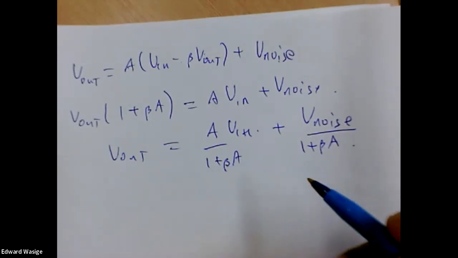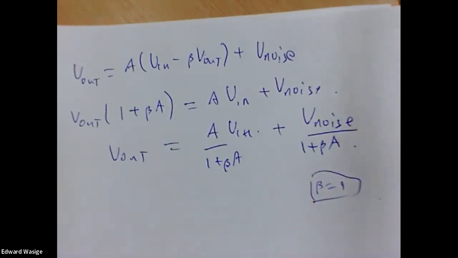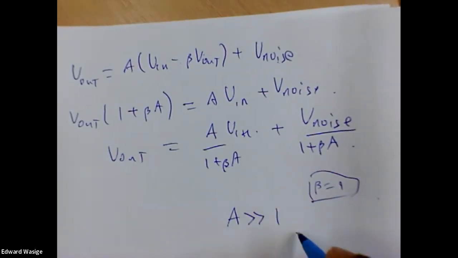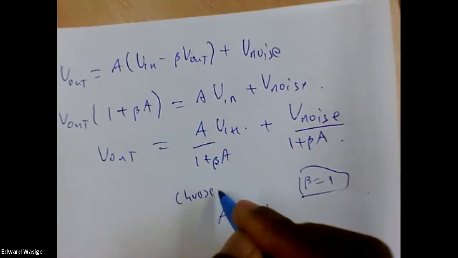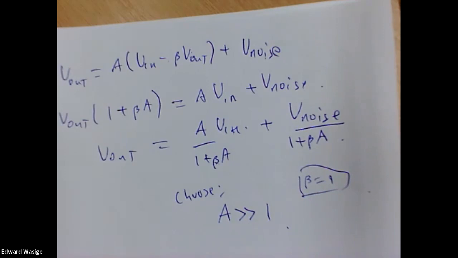So beta is a constant, a factor, and for this simplistic analysis, I shall choose beta to be equal to 1. Actually, in an ADC with feedback, beta is equal to 1, so that assumption is not too far off the mark. And if I choose A to be much greater than 1, so I make some engineering choices. These are considered choices: beta is equal to 1, and A is much greater than 1.